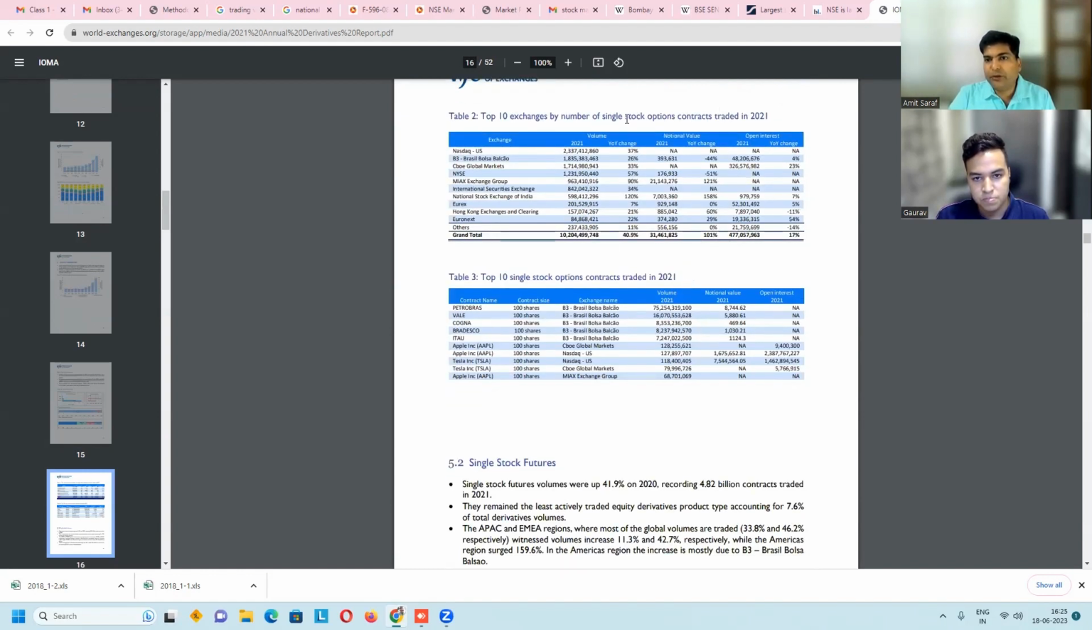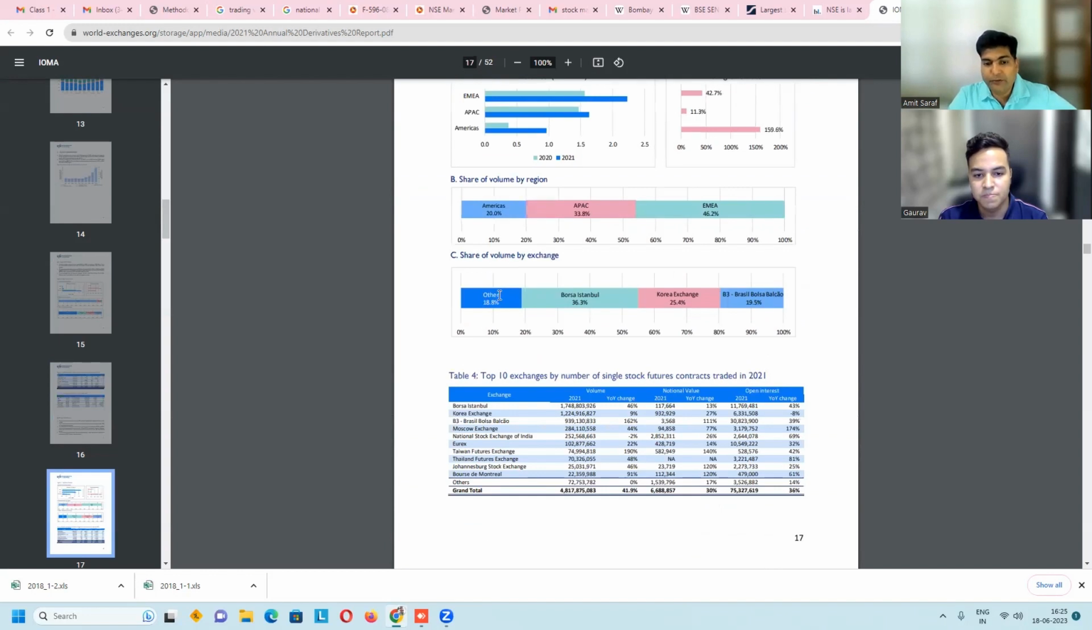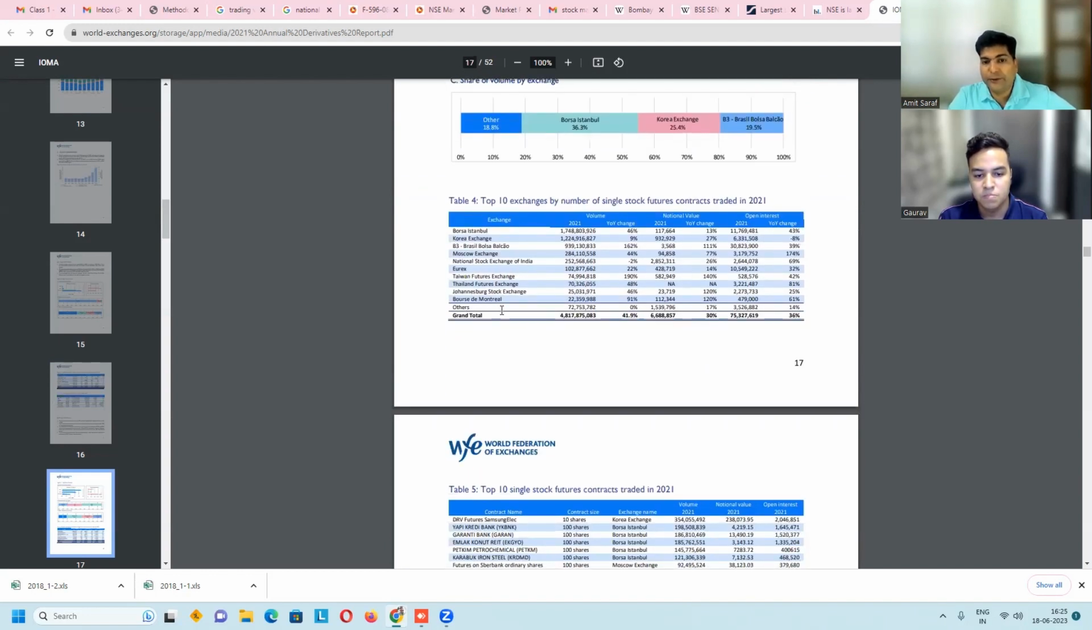I show you here the top 10 exchanges by number of single stock options. A single stock option means options on individual stocks like Reliance, Tata Steel, whatever. In this, we are globally ranked number 7. Further, various Brazilian individual stocks are among the top traded stocks. Even they are ahead of Apple or Tesla of the US. So maybe we have some individual stocks which are at number 1.